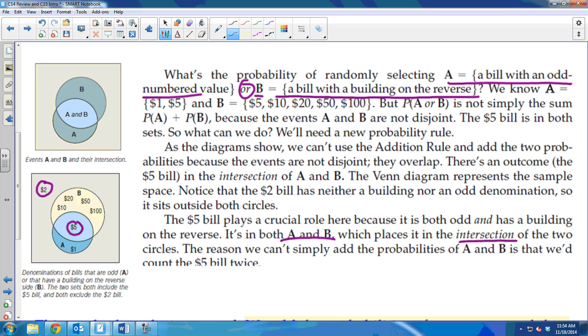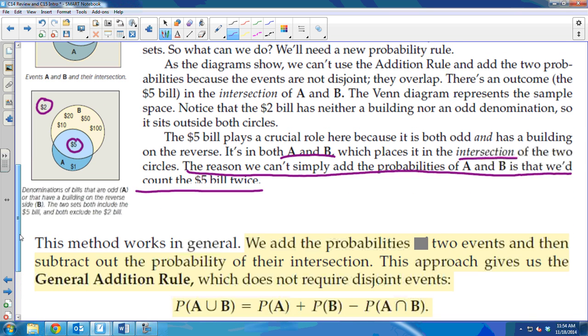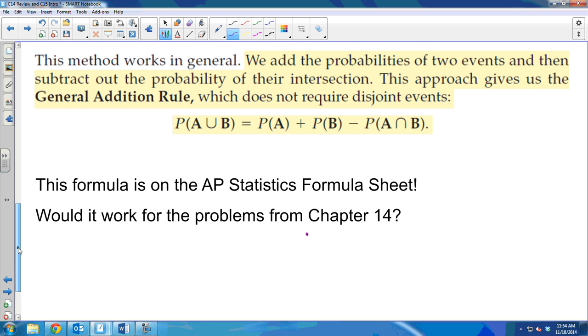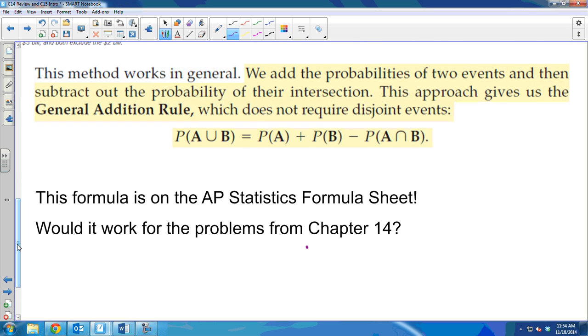And so the reason we can't simply add the probabilities of A and B is that we count the $5 bill twice. And you can't do that, right? We've talked about that in chapter 14. So here comes the general addition rule. We said the addition rule in chapter 14, you can just add 2 probabilities that were disjoint. Well, now if you have events that have an intersection, you can add the events and subtract their intersection.